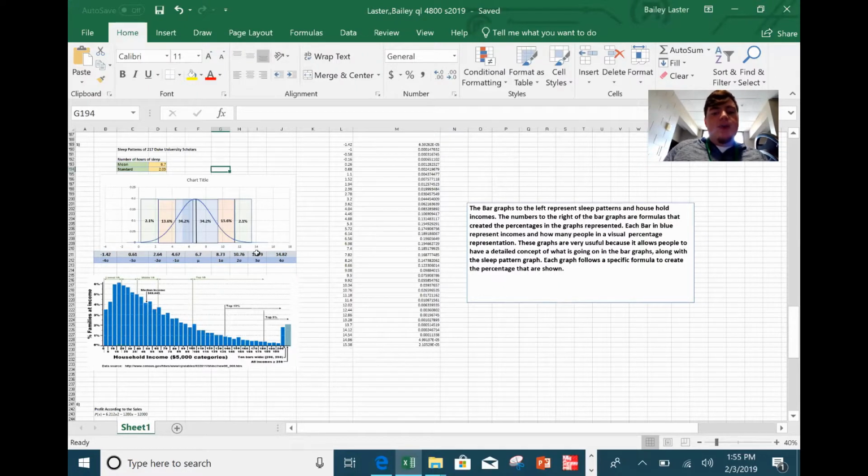So here are hours of sleep. I was going to mention in the beginning, this is a good representation of a median of how many hours people get per night. I myself do not get very many hours of sleep.